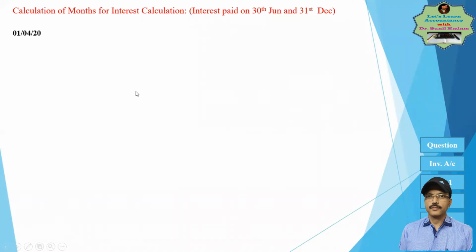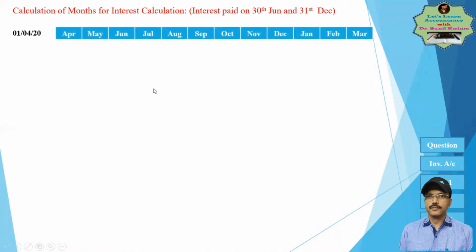The date on which we are calculating interest is 1st April. And the last date of interest, there was 30th June and 31st December. So 31st December was when the interest was received. So from 31st December to 1st April, how many months come? That is what we have to take into account for calculating the interest.